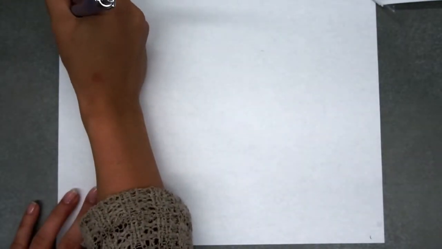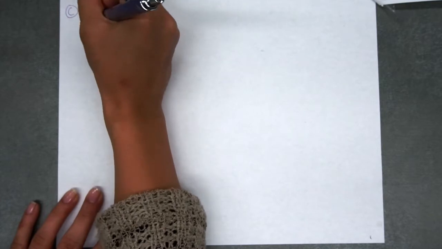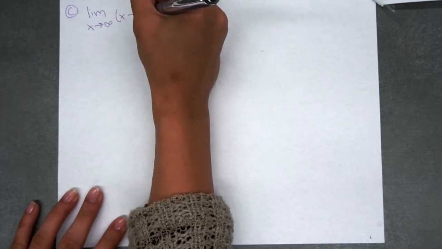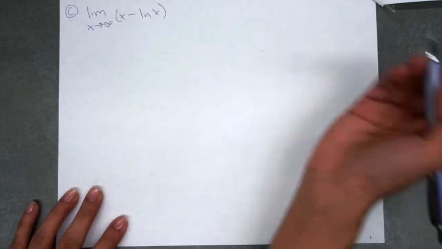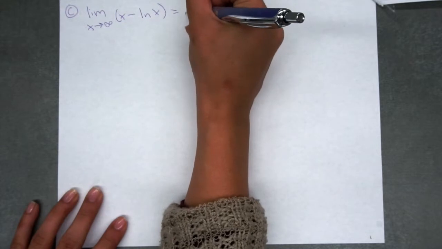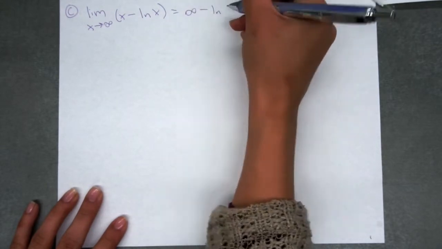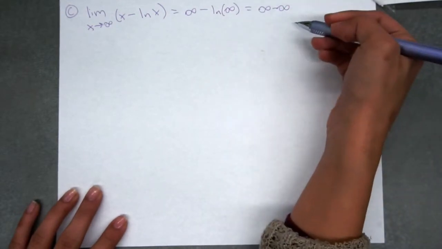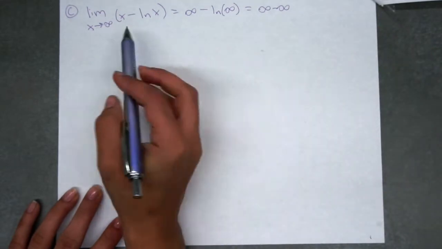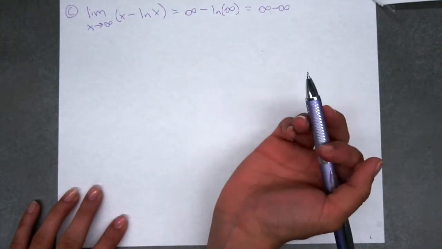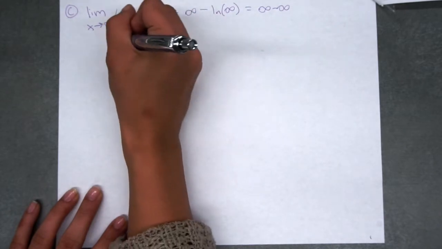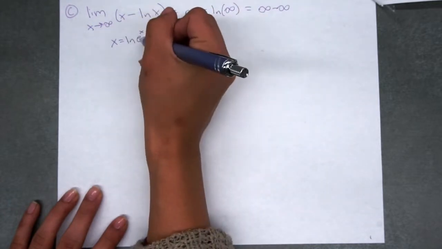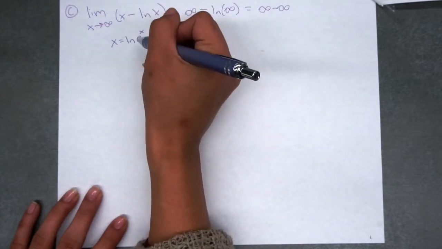So here's another problem. The limit as x approaches infinity of x minus natural log x. Plugging in infinity for x, we get infinity minus natural log of infinity, which equals infinity minus infinity. And this is an indeterminate form, so we need to make this into a fraction. To do that, I'm going to say that x equals natural log e to the x power. Since these two are inverses of each other, they will cancel out and it equals x.